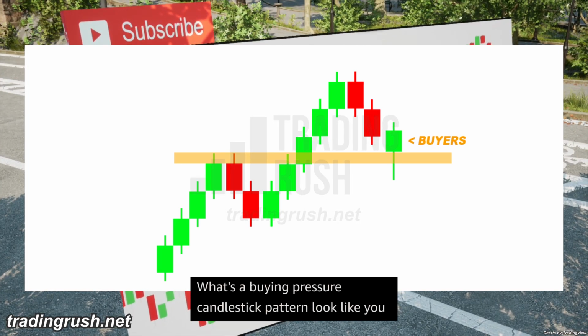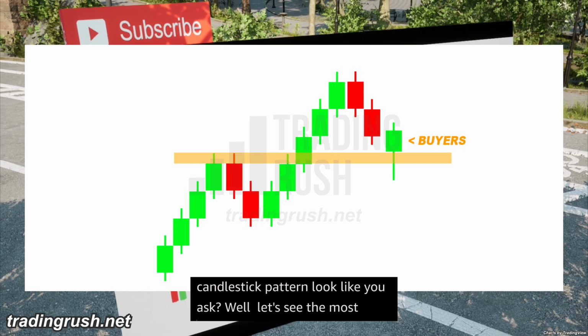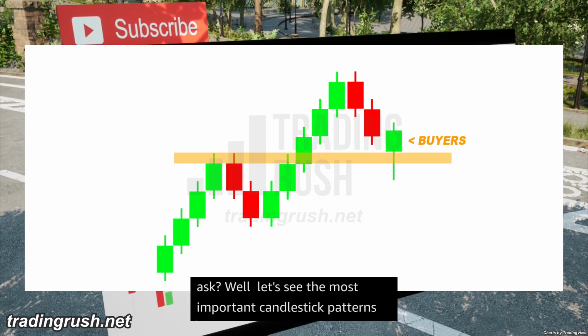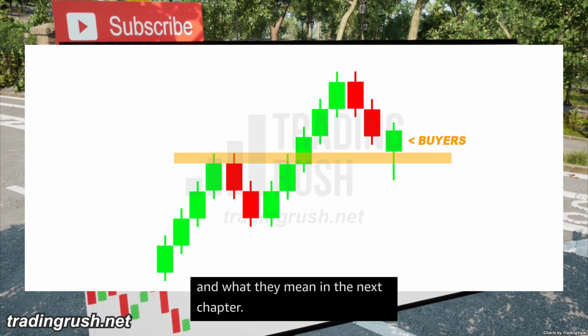What's a buying pressure candlestick pattern look like, you ask? Well, let's see the most important candlestick patterns and what they mean in the next chapter.